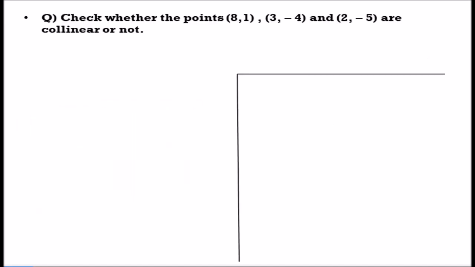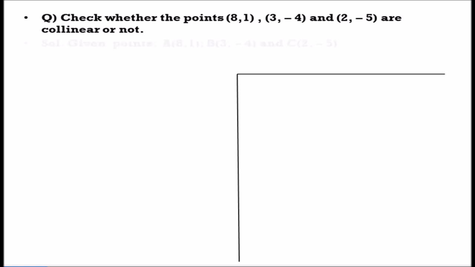Now we will do some questions applying distance formula to check whether the given points are collinear or not, and also to inspect the type of triangle depending upon the nature of the question. The first question today is, we need to check whether the points (8, 1), (3, -4) and (2, -5) are collinear or not. Since there are 3 points, we can find 3 distances. If the points are collinear, then the sum of any 2 distances should result in the third distance. Then we will say the points are collinear, or else we'll say the points are not collinear.